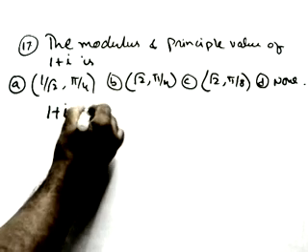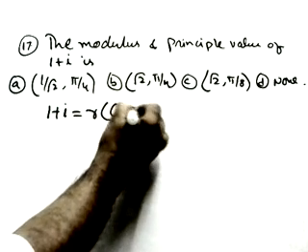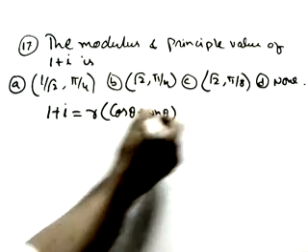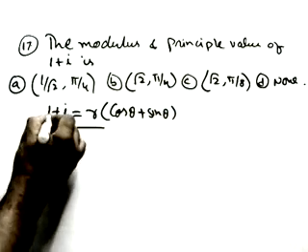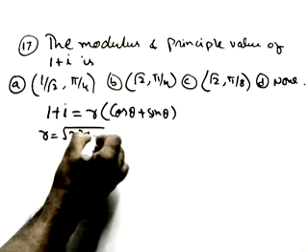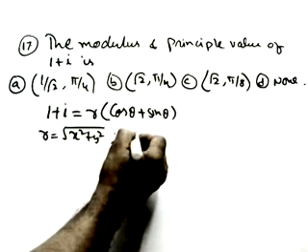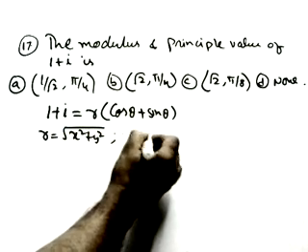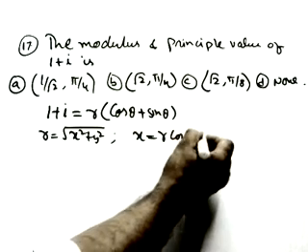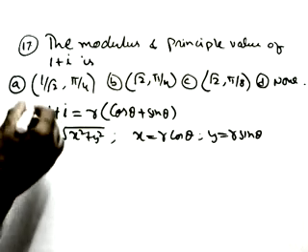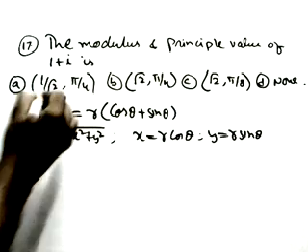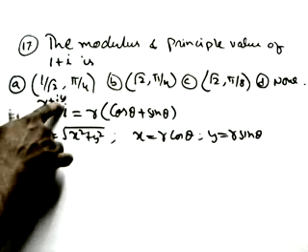The modulus and principal value: whenever we have to find the modulus and principal value, we suppose the given number equals r(cos theta plus i sin theta), where r equals the square root of x squared plus y squared, x equals r cos theta, and y equals r sin theta. Now compare this with x plus iy.